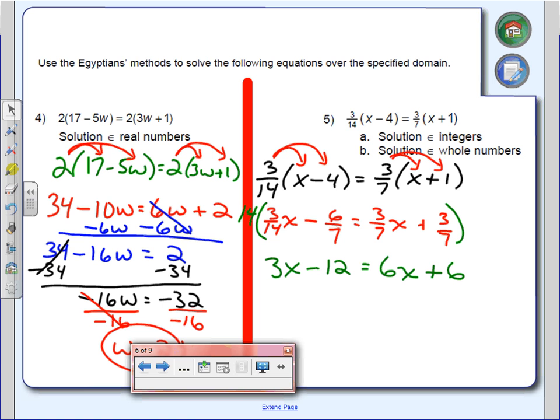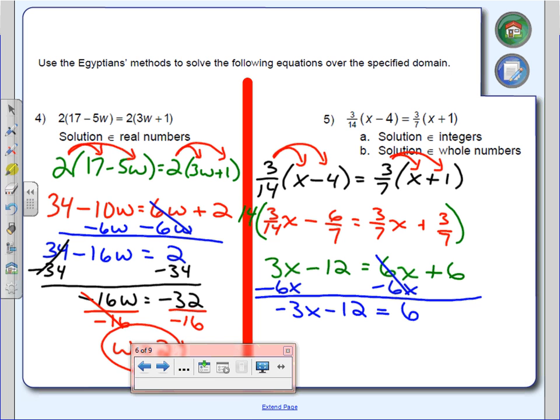All right, so let's keep going. Let's finish it up. Let's get all the x's on the same side. Let me subtract these 6 x's. No more x's on this side, just the 6. 3x minus 6x is negative x. Next thing I'm going to do is add the 12. I've got negative 3x is equal to 6 plus 12 is 18.